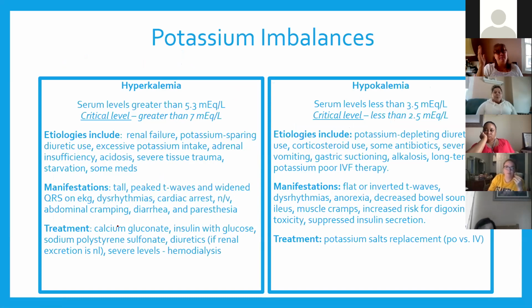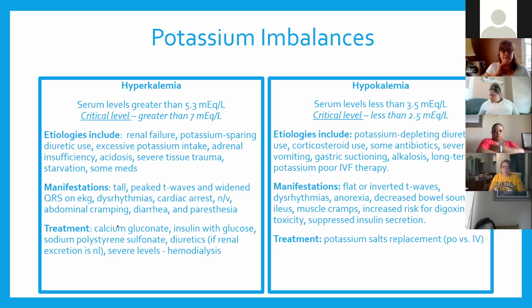So when we're looking at hyper, high potassium, and hypo, low potassium, here are some of the things that we're looking at. Serum levels greater than 5.3. Critical would be greater than 7. Renal failure. Potassium sparing diuretic use. Excessive potassium intake. Adrenal insufficiency. Acidosis, which we'll learn about in a couple weeks. Severe tissue trauma, starvation, and certain medications can cause high potassium levels.